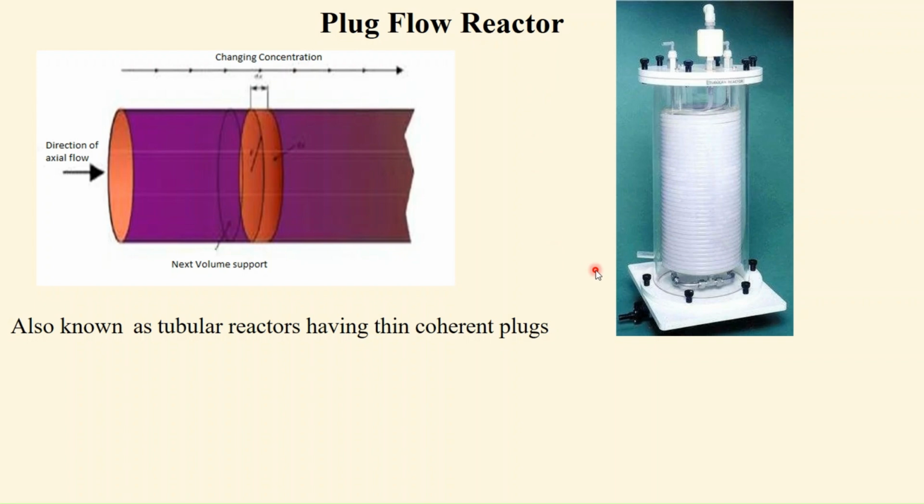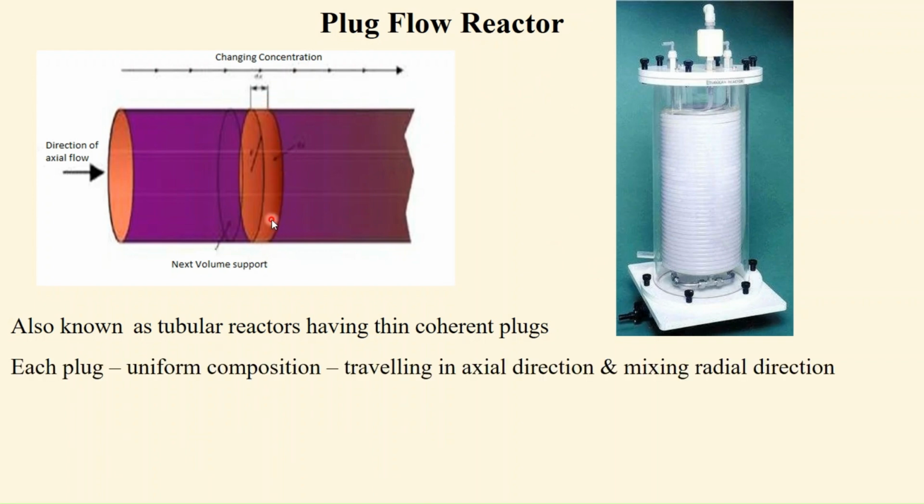This is also a tubular reactor in which there are coherent plugs. These plugs separate the column and hinder the mixing of the product formed with the reactants. In these tubes, the direction of flow is axial and the direction of mixing is radial. That's why there is an efficient heat and mass transfer.